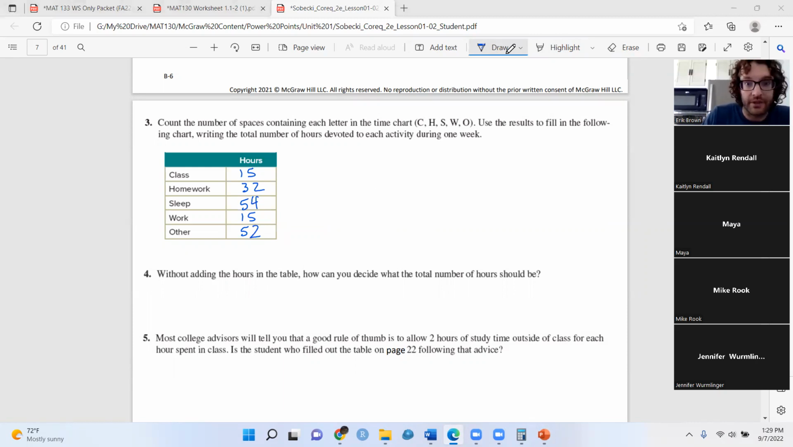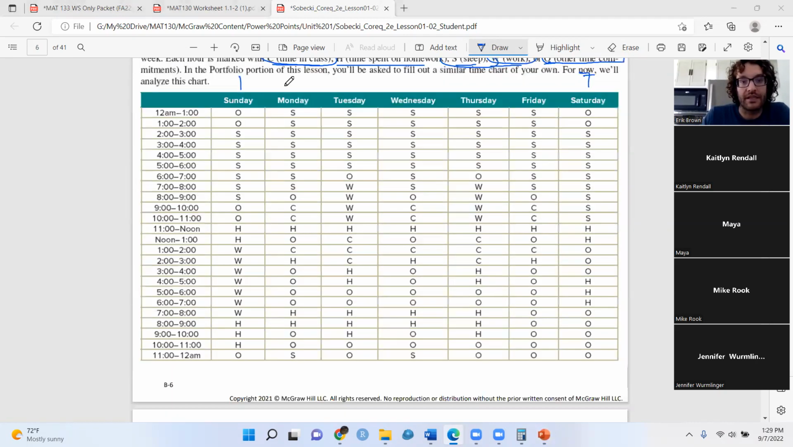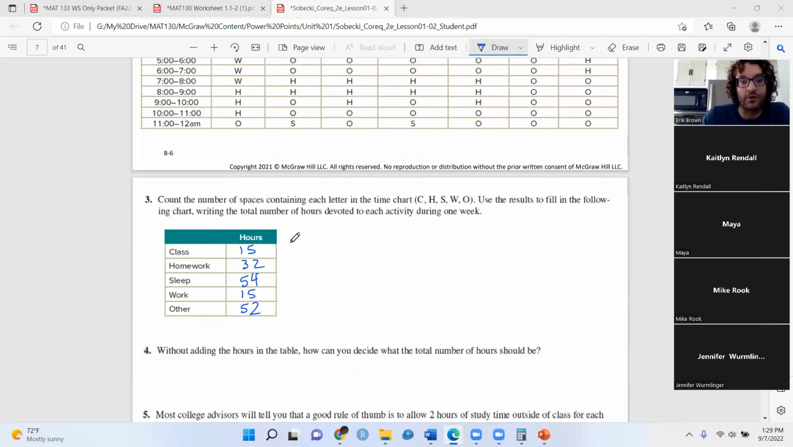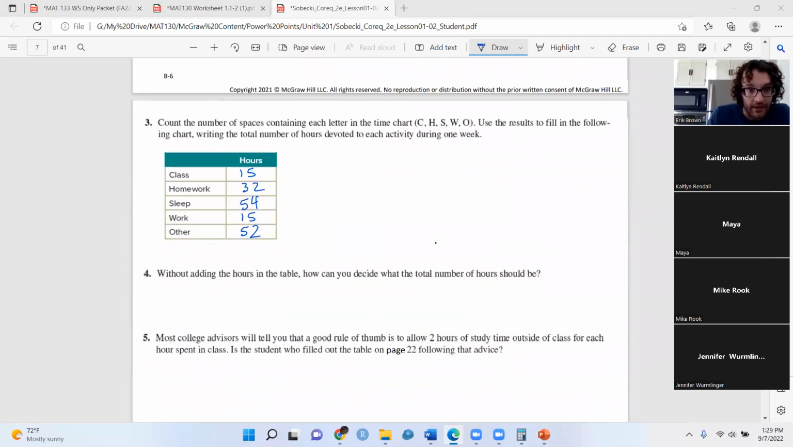Oh, thank you, Jennifer. Look at you. You're faster than me. So number 4 says, without adding the hours in the table, how can you decide what the total number of hours should be? So instead of adding these all up, here's that little sigma notation, how could we figure that out?